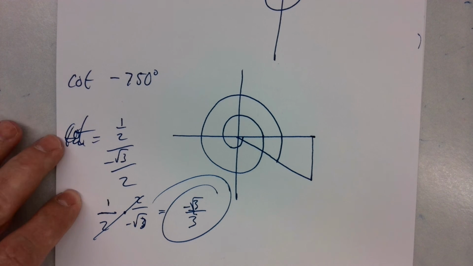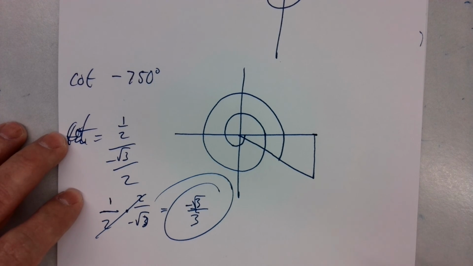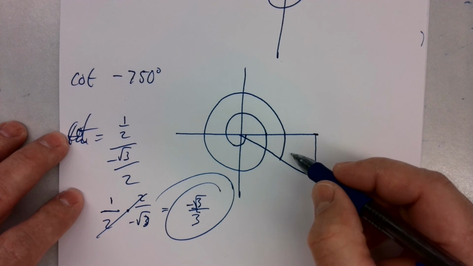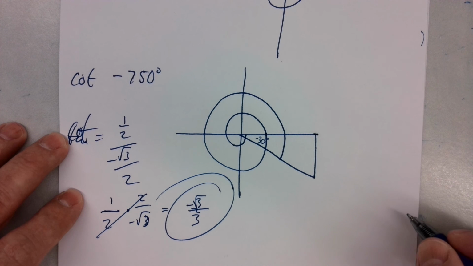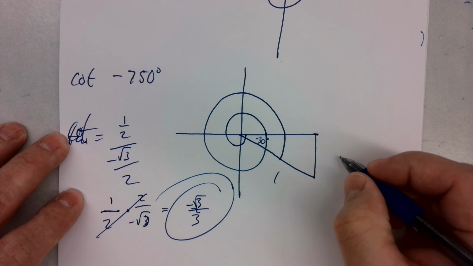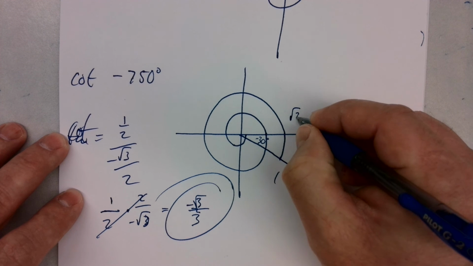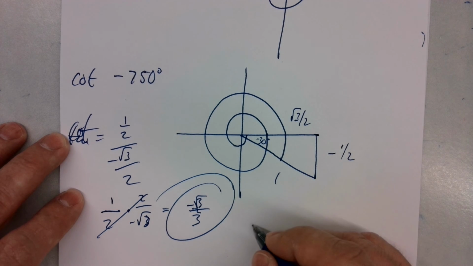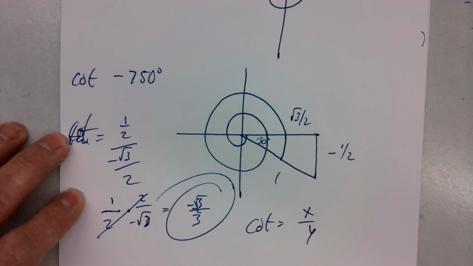Who got that answer? Well, let's look at it then. This is what I would have done. I would have done exactly what Bryce did. I would have figured out where negative 750 is, and it's the same as negative 30, correct? Yep. So that's negative 30. That is negative 1/2. That is root 3 over 2, right? Okay, well, cotangent is x over y, right?